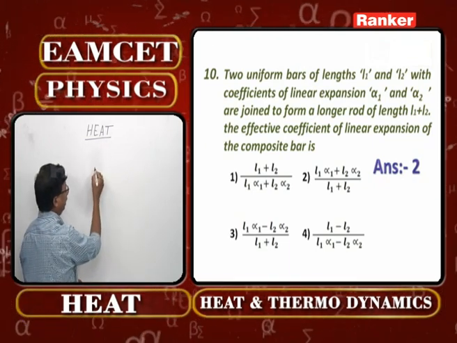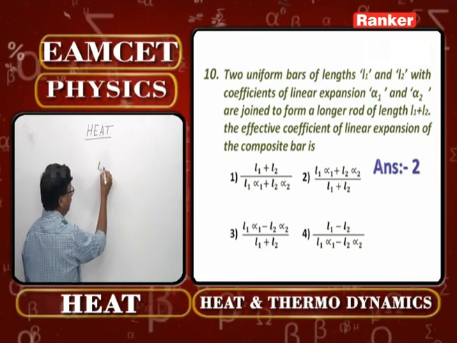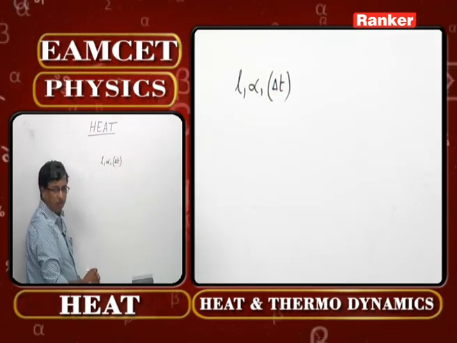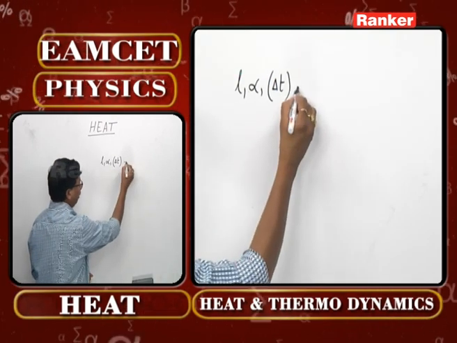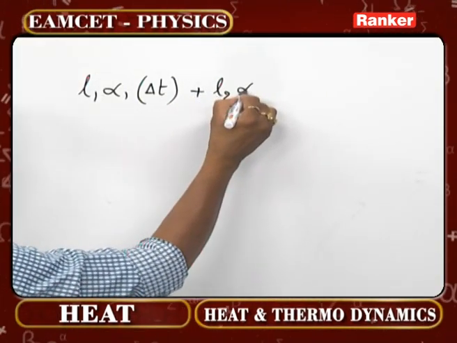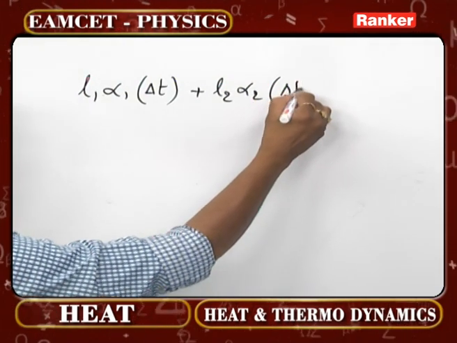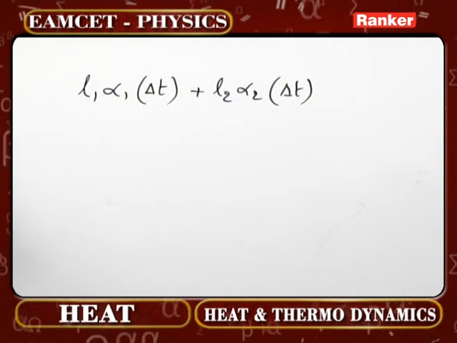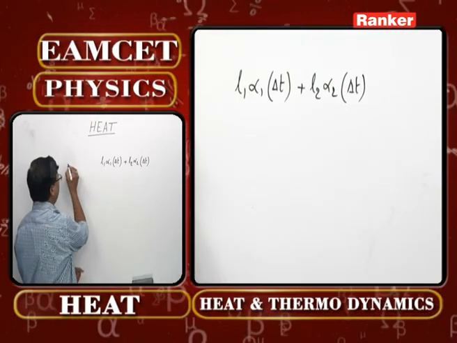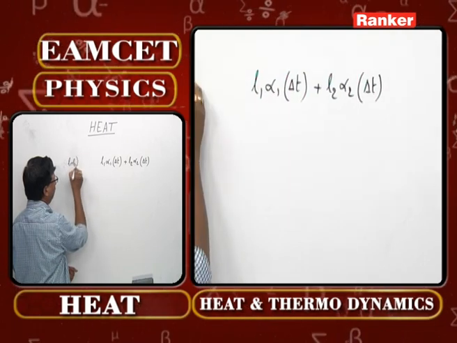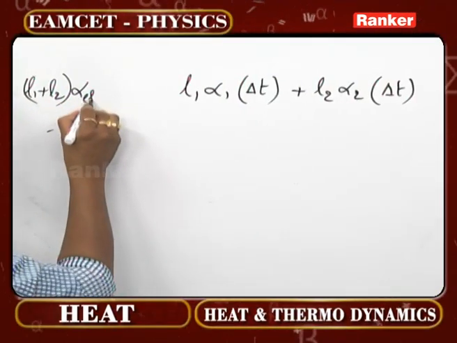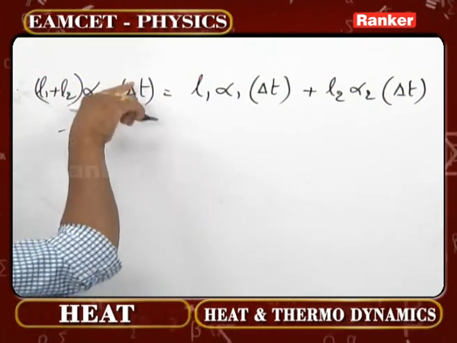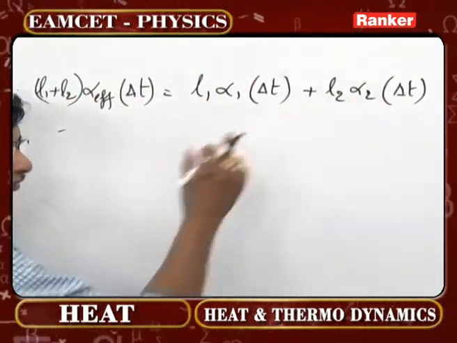If a change in length I want for the first bar, L1 into alpha 1 into delta t. That is the formula for delta L. For the second bar, what is the formula? L2 into alpha 2 into delta t. Suppose when I club those two to form a single big bar, then what will be the equation for that? L1 plus L2 being the total length into alpha effective into delta t. This is of the resultant bar, this is of the first bar, this is of the second.